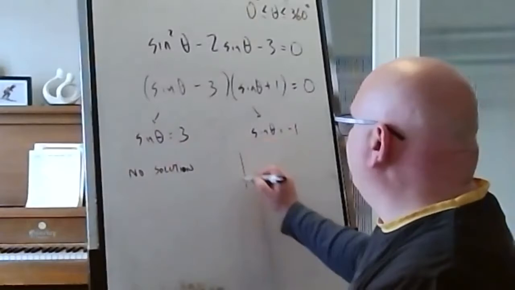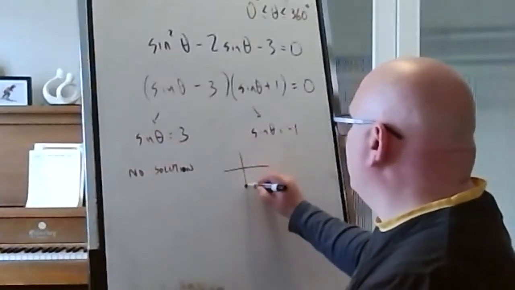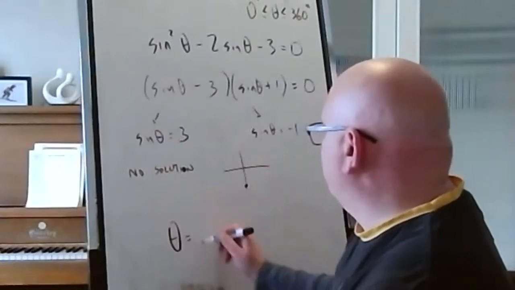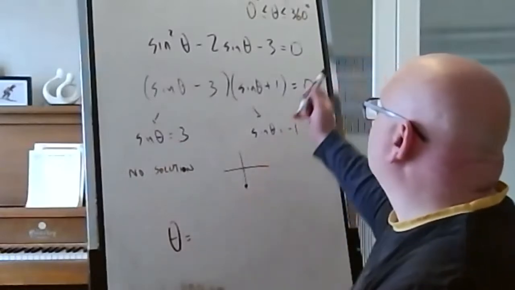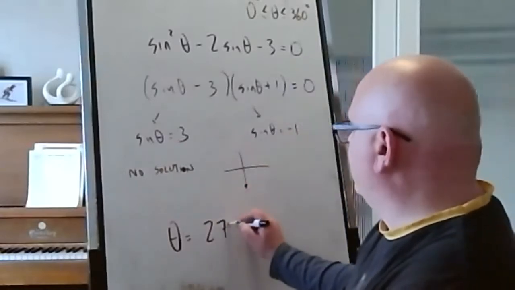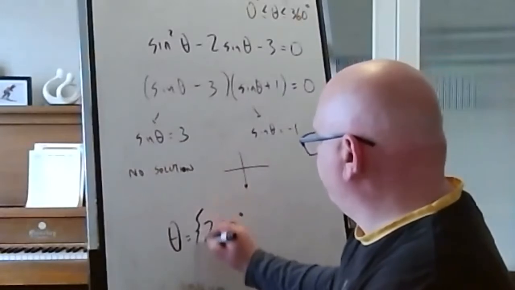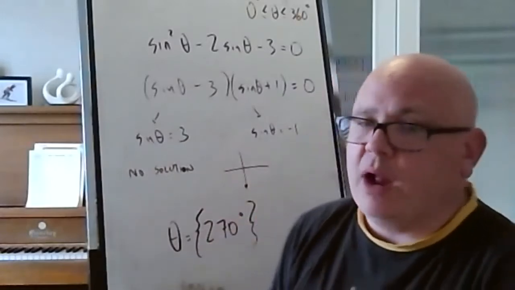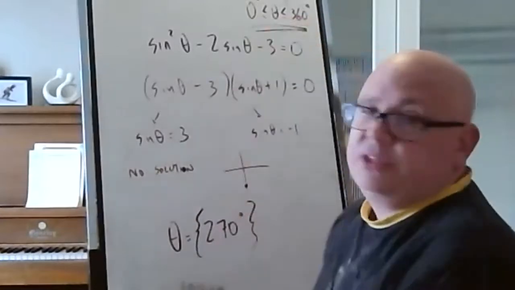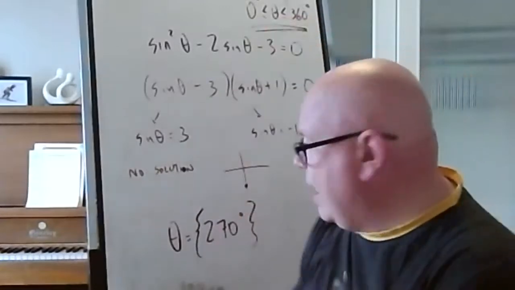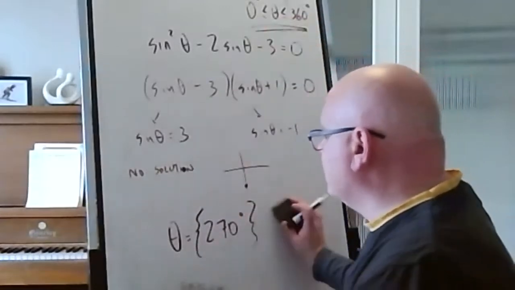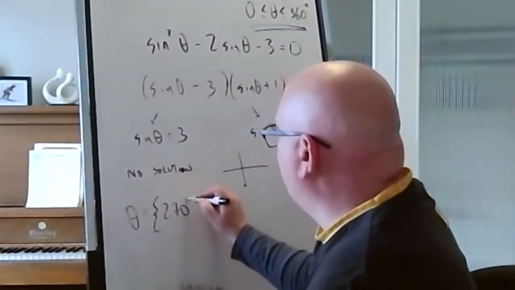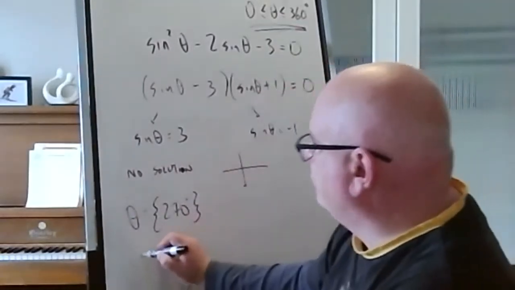Sine theta is equal to -1. We think about this. -1 is down here. There's our solution. So theta ends up being equal to 270 degrees, and that's your only answer, if we're asking for answers from 0 to 360. If you're also asked for a general solution, like we are in this case, we would state it like this. We've got this domain, we've got 270.